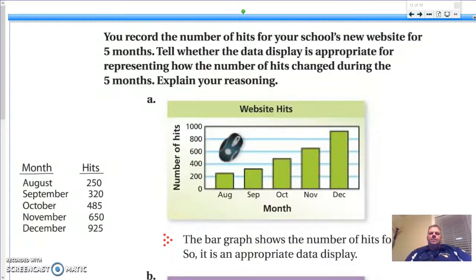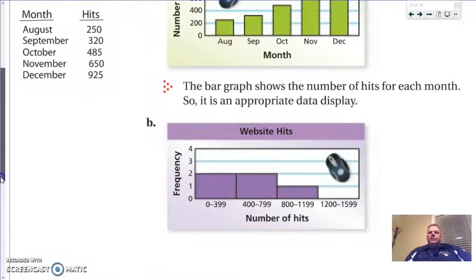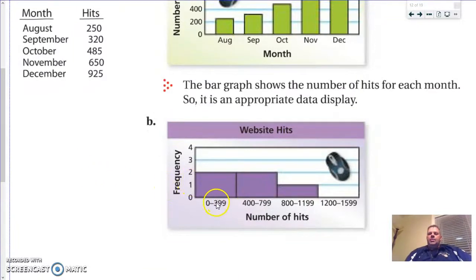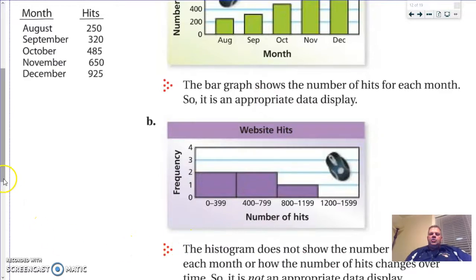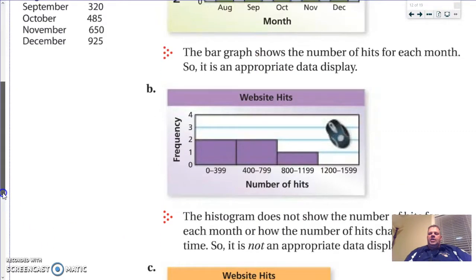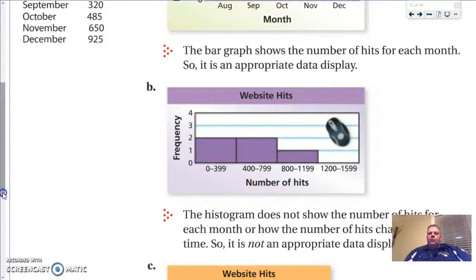In our second example, we have this one, which shows a histogram because we're talking about this, but it doesn't really tell me which months they're talking about. It told me that we had 2 between 0 and 399. We had 2 that were between 400 and 799. And then we had 1 that was between 800 and 1199. It doesn't show me the different months. So the second example, the histogram, does not show the number of hits for each month or how the number of hits changes over time. So it is not appropriate for that display.